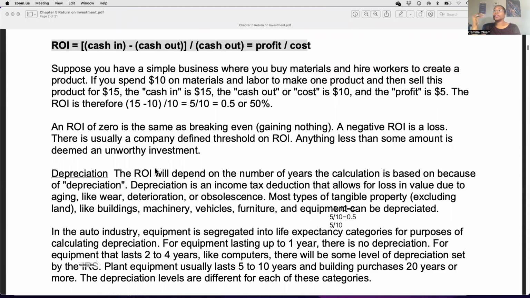So that would be equal to, let's say that you spent $10 on materials, but you only made $10. If it comes out negative, that means you're losing money. So that would be, let's say that you spent $10, but you only made $5. Then you made less than what you spent to make that product. So every company will have an ROI that they deem to be what they want.